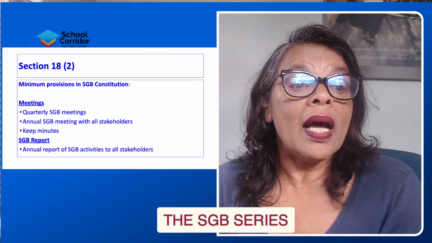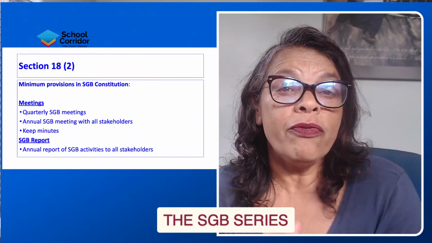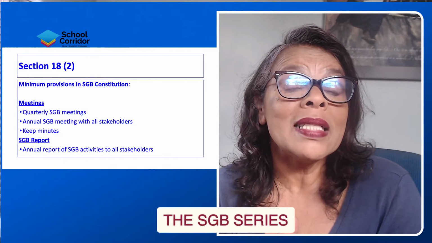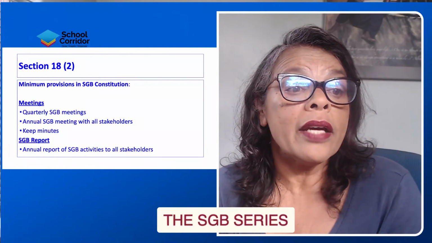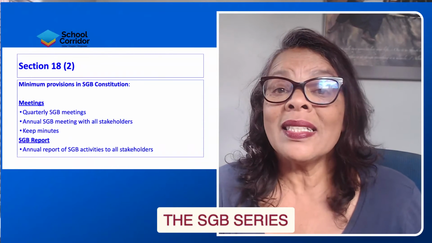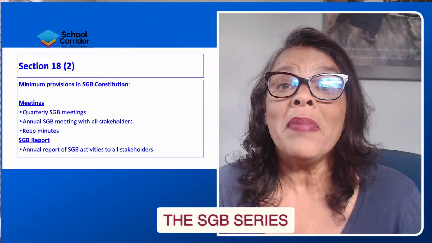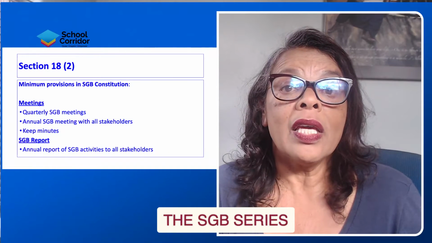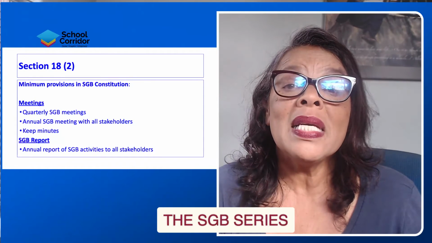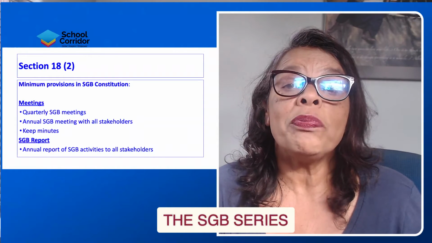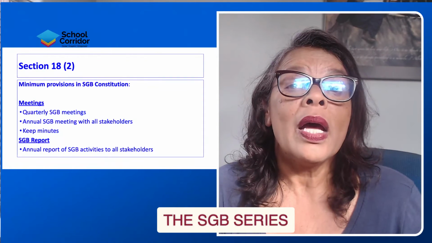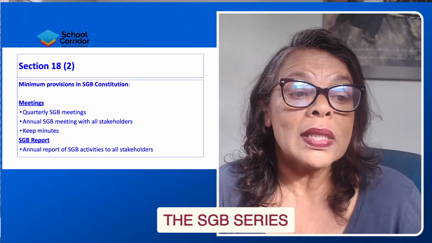Then these are the minimum provisions according to the Act that you must include in your constitution. Okay, and you'll find it there in section 18, subsection 2. So the first provision is that you must have meetings, and the minimum requirement is that you have a quarterly meeting for SGBs. Okay, so SGBs must meet at least once a quarter.